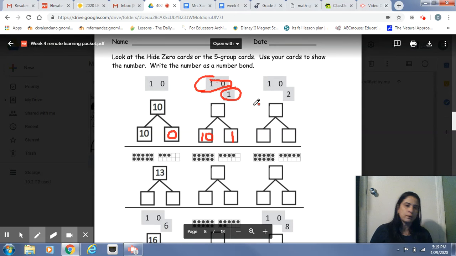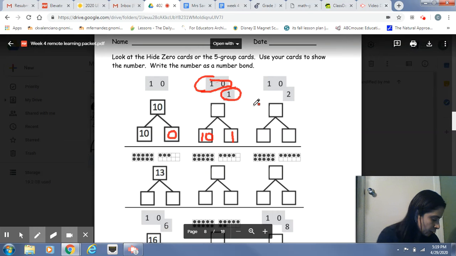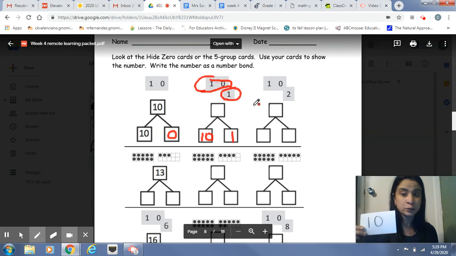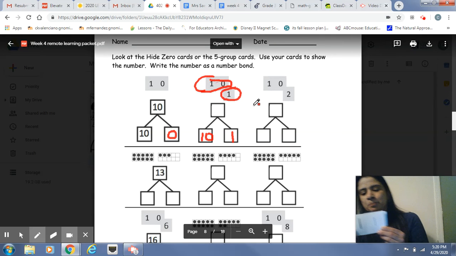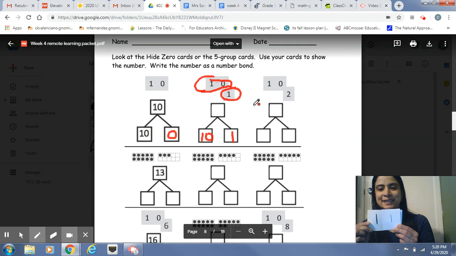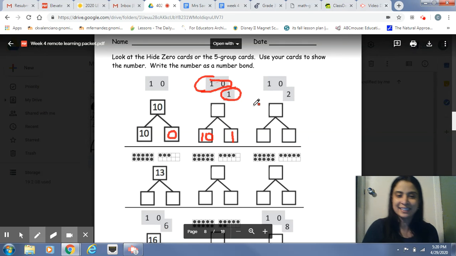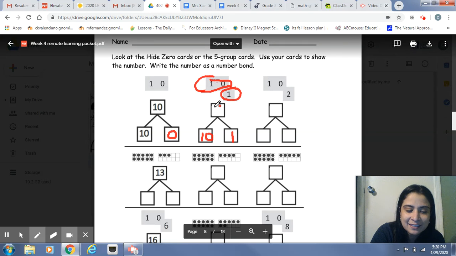All right, and now I have to make them go together. So I need a 10 and I need a 1. My other part is a 1, right? So I've got a 10 and a 1. I'm going to take my 1 card and cover up the 0. What did I make? 11, yeah. So you're going to write 11.